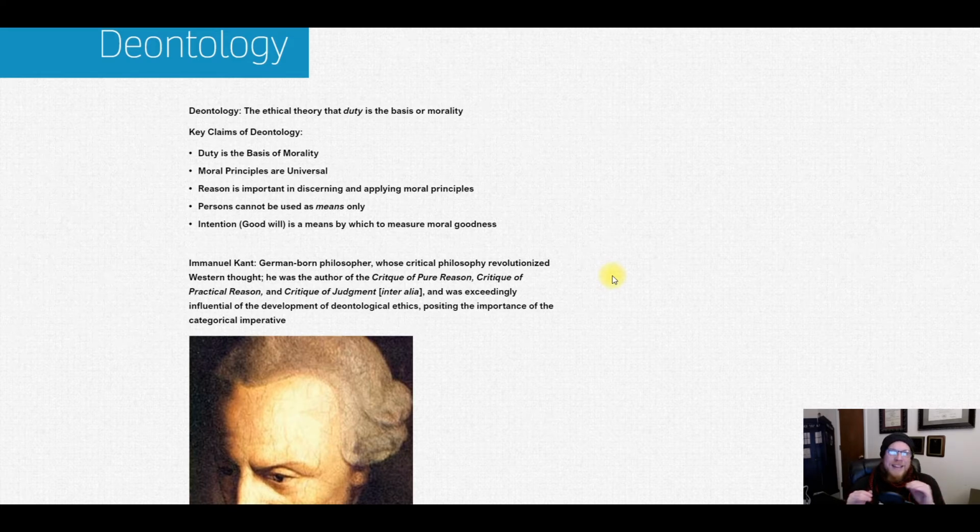Reason is important in discerning and applying moral principles, which is a common feature in universalistic theories of ethics. Persons cannot be used as means only. I'll talk a little bit more about precisely what that entails in a little bit. And then also, intention or a good will is a means by which to measure moral goodness.